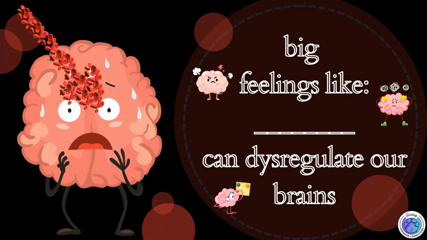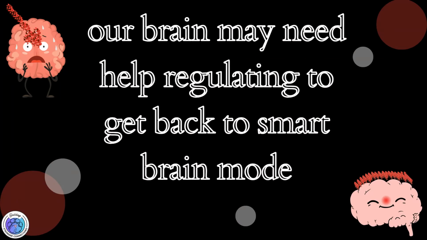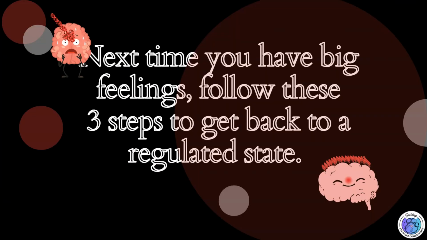And that's when we're in our class and we're overthinking maybe, and we start to get upset at the teacher. We take it out on the students next to us or on the teacher. So we can't learn or think or make logical decisions if our brain is dysregulated. Our brain may need help regulating to get back to smart brain mode. And that's normal. Even adults, we all have our moments where we kind of lose it. So if it happens to us, especially to middle school students, right? You guys have a lot going on in your lives. So next time you have a big feeling, follow these 3 steps to get you back to a regulated state.